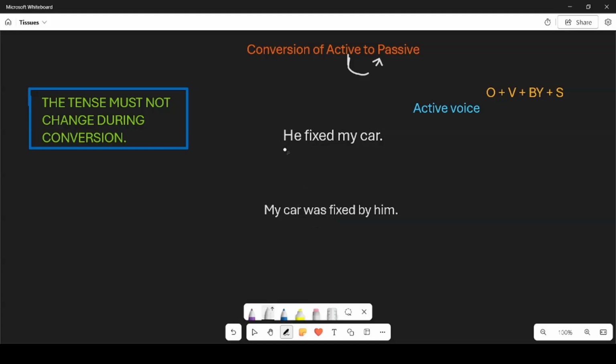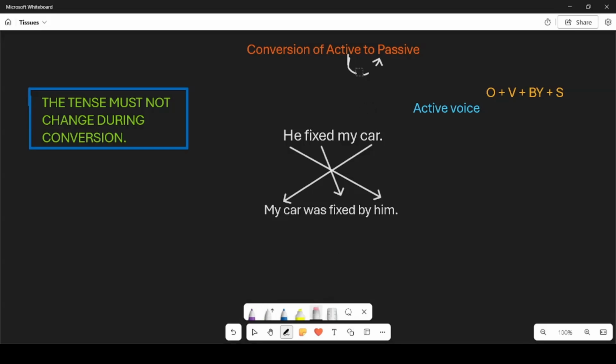Now he has turned into him. "My car was turned into" is still my car. I meant that it changed its position. He became him and went to the ending. My car came to the beginning as a subject, and fixed was fixed. So this is how you convert an active sentence into a passive sentence.